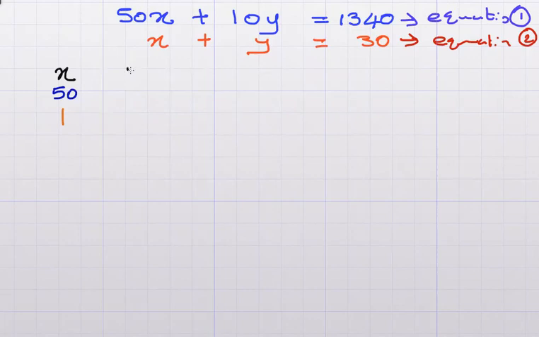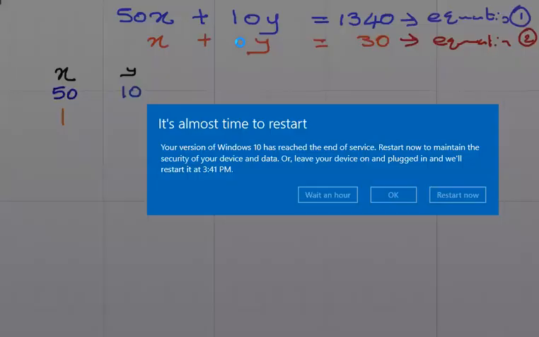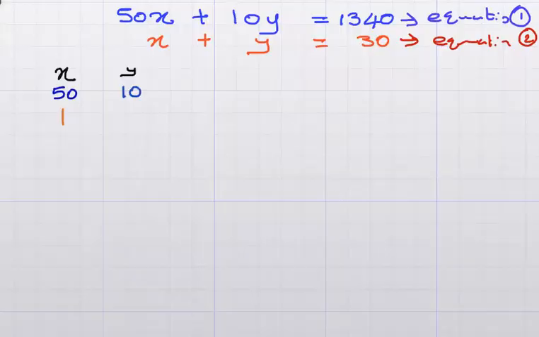Now let's focus on y. What are the coefficients of y? In the blue equation, that's 10. And what's y's coefficient in the orange equation? There's no number to be seen. When there's no number to be seen, what is it? It's 1.